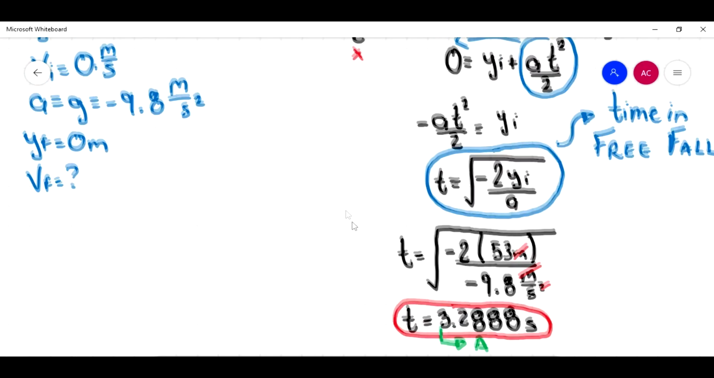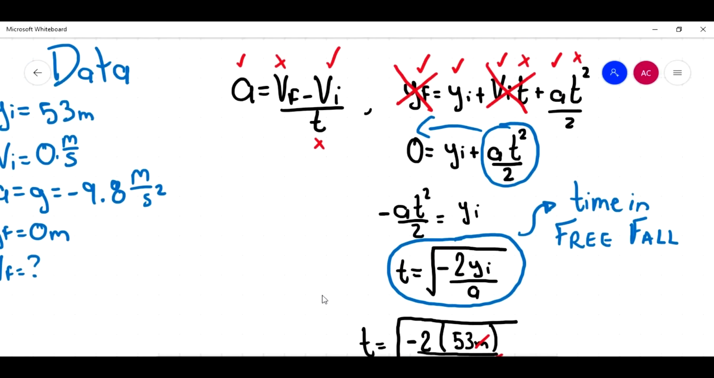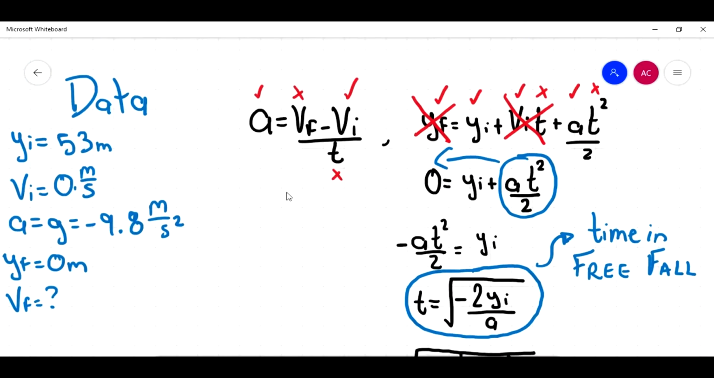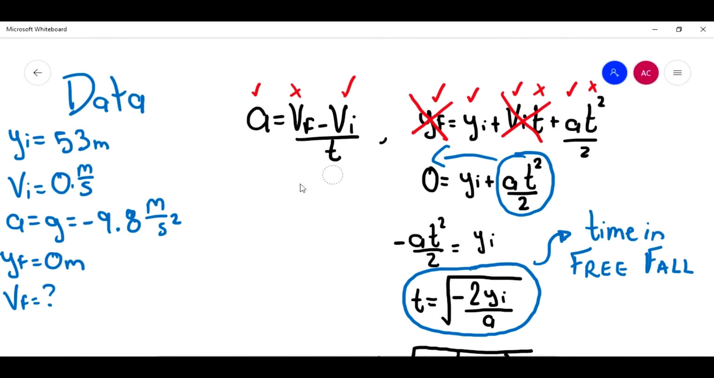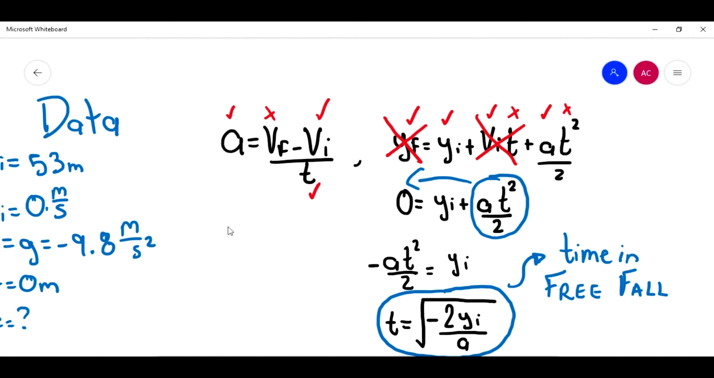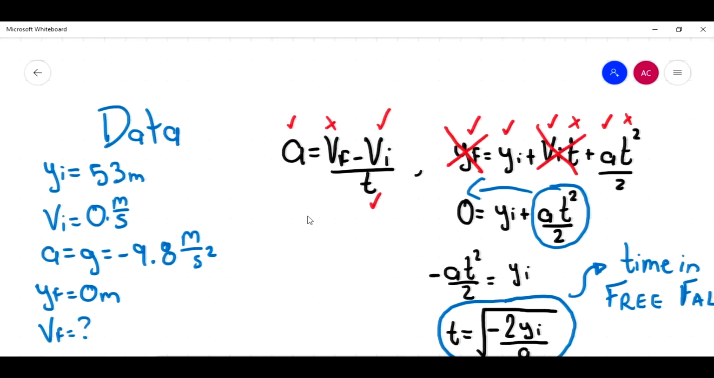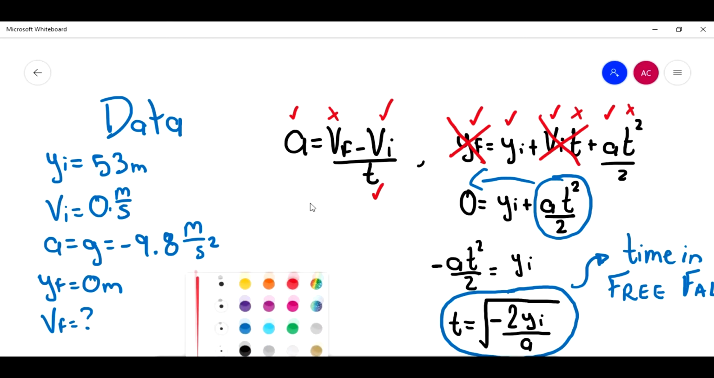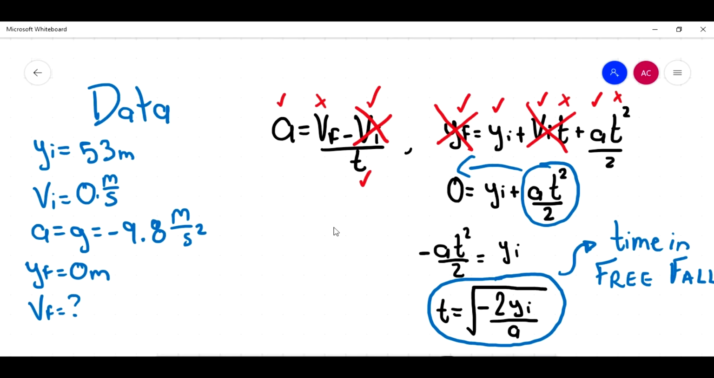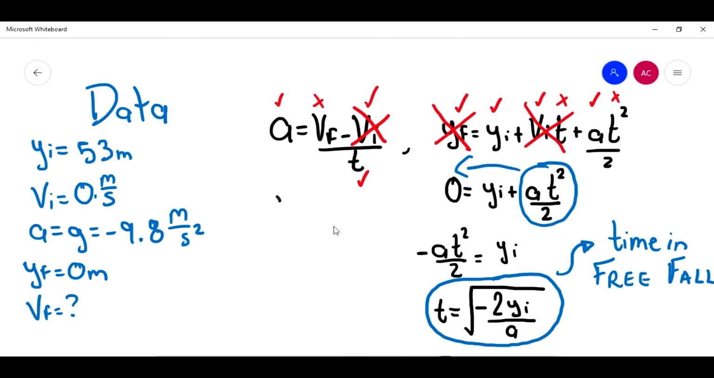Now that I got the time, I can return to the previous equation, this one over here. Now I got the time. So what is the question? What is the final velocity? From this equation, I can cancel initial velocity because initial velocity is 0 in free fall, and acceleration equals final velocity over time. So final velocity equals acceleration multiplied by the time.